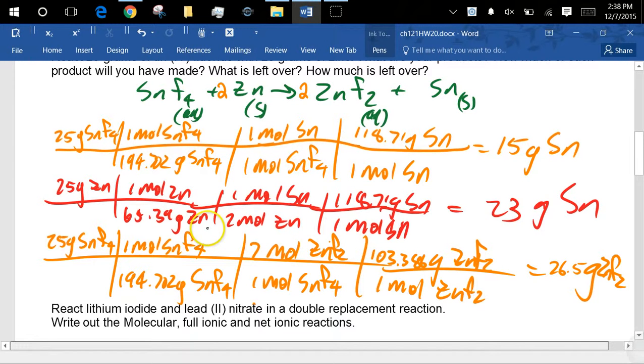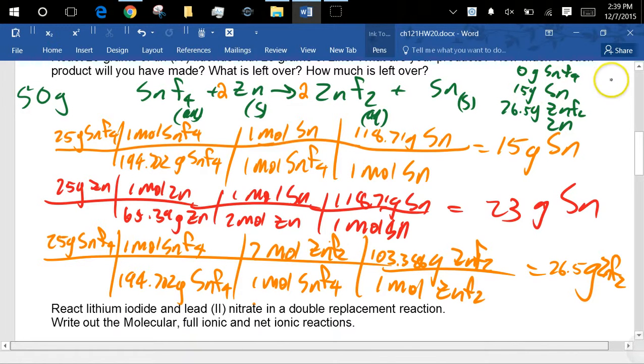So what I know is I've got 0 grams of tin fluoride in the container. I've got 15 grams of tin in the container. I have 26 and a half grams of zinc fluoride in the container. And then my leftover zinc in the container. So if I started off with 50 grams of stuff, and now I ended up with, what is that? 15 and 26 and a half, 0.5.